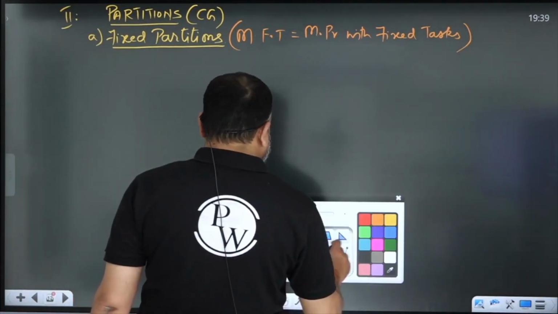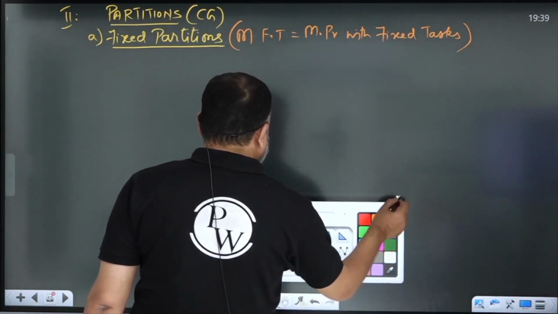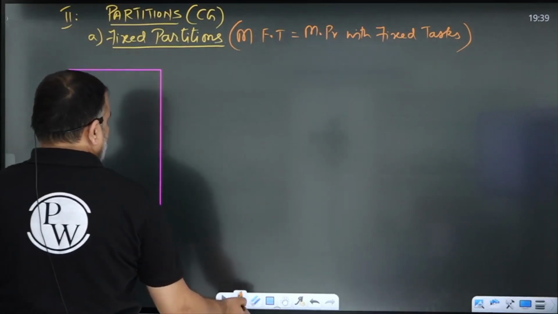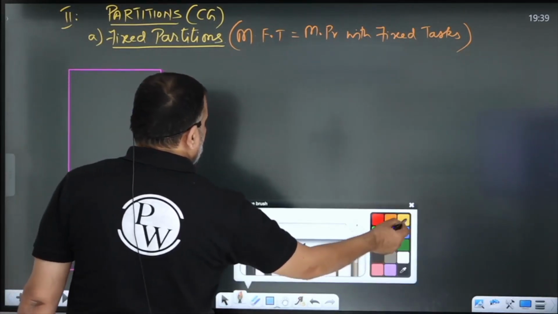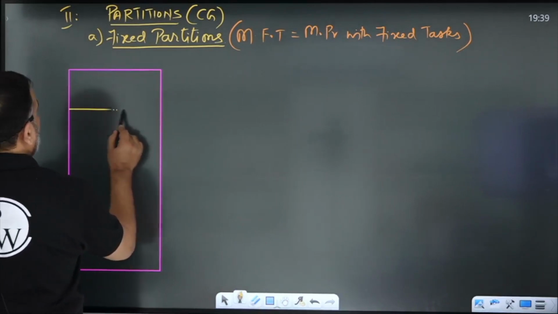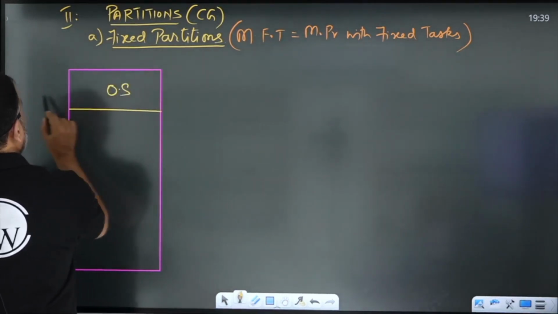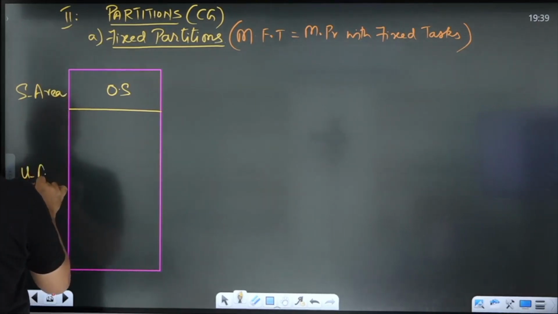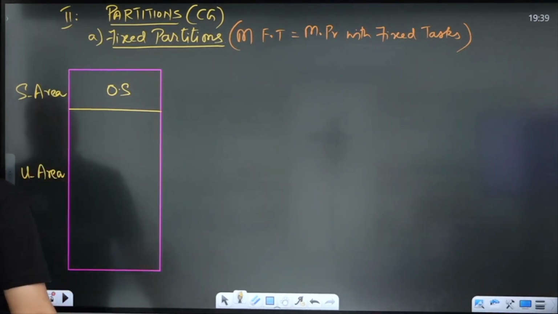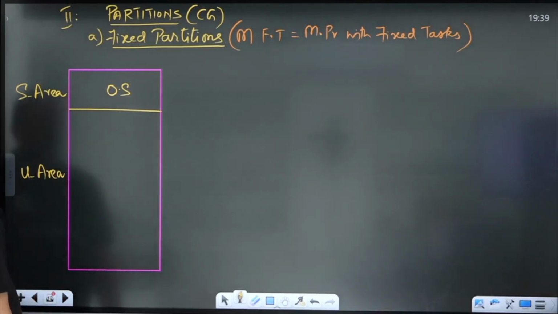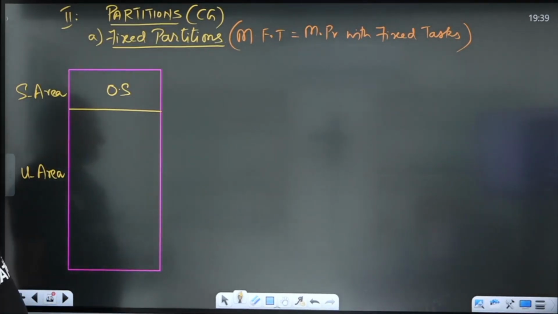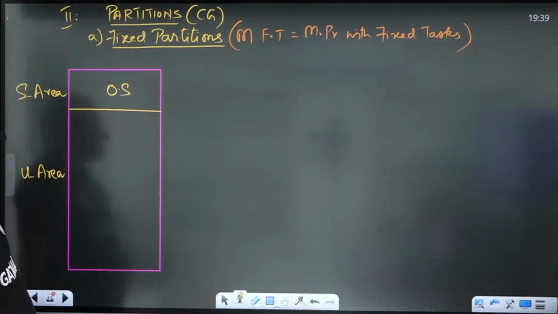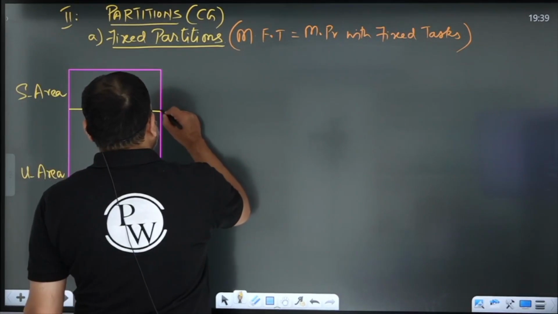I will start with the basic architecture here, so kindly pay attention. This is memory. I have been repeatedly telling you that memory is generally divided into two parts. One area is for the operating system, called the system area or S area. The other area of memory is called the U area or user area. It is this user area where we load the user programs, multiple user programs. So managing memory means managing the user area. I am taking an enlarged view of this user area.